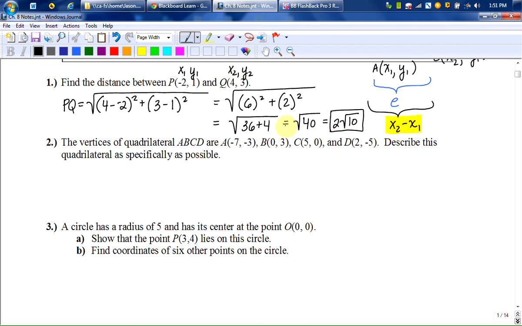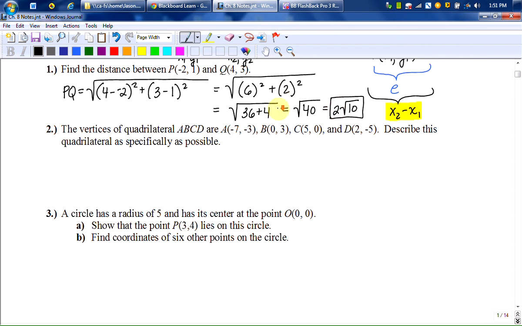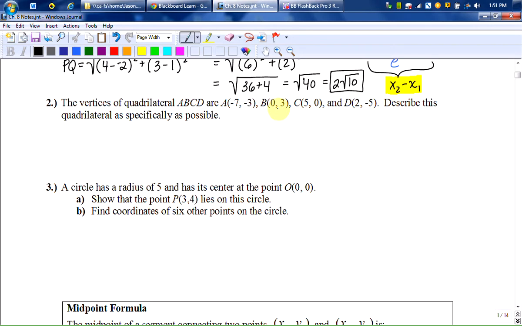And then we take this idea and we start to apply it to geometric shapes that we've studied before. So it says the vertices of a quadrilateral are provided. Describe this quadrilateral as specifically as possible.